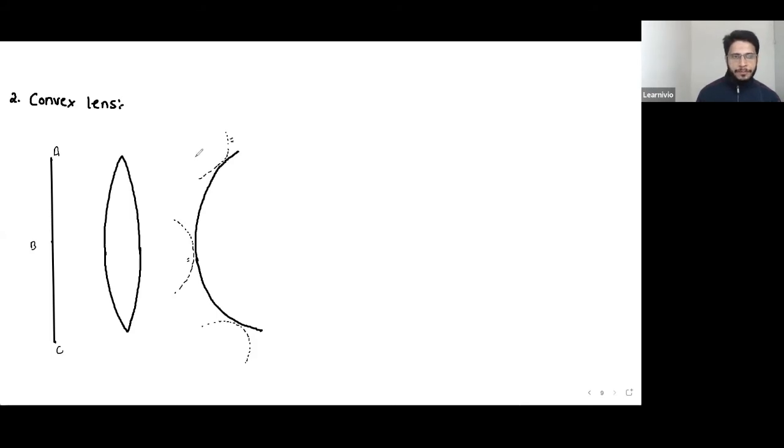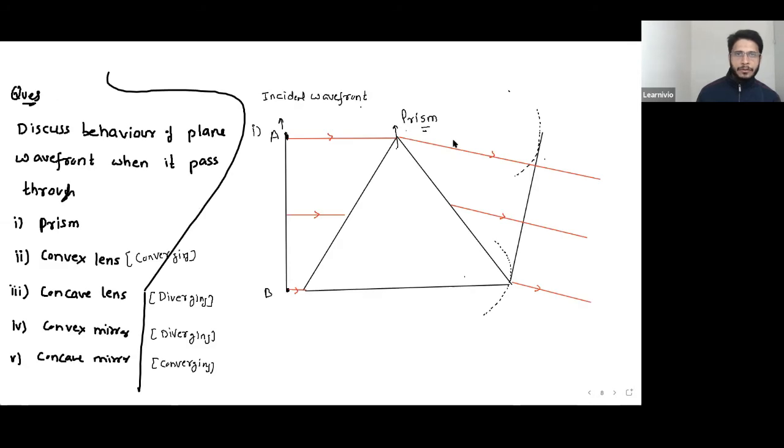Okay, Resham? Yes, sir. The reason is the same as it was for here. This has a lesser radius than this one. So the reason is that the waves from this point B are spending more time in glass than this one.